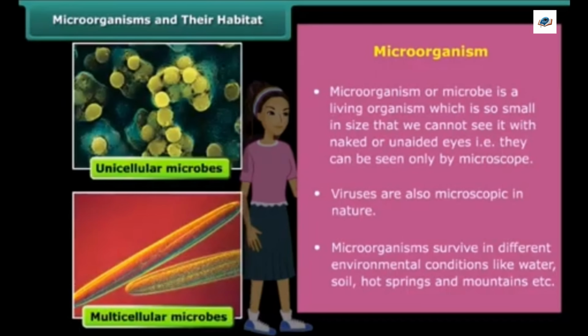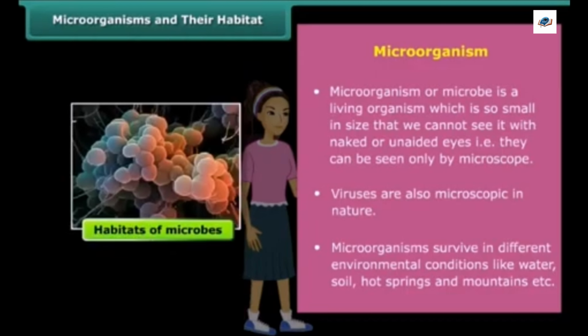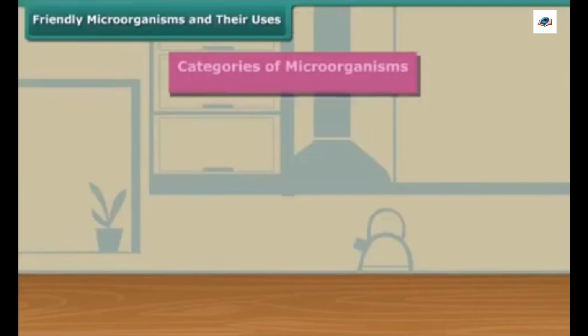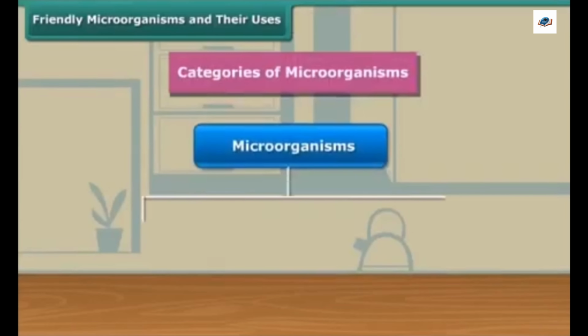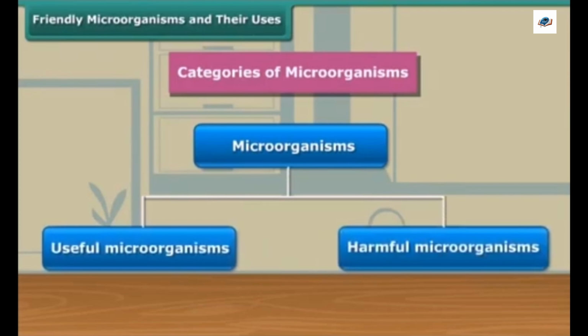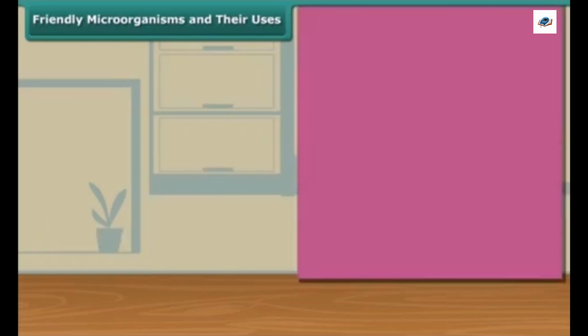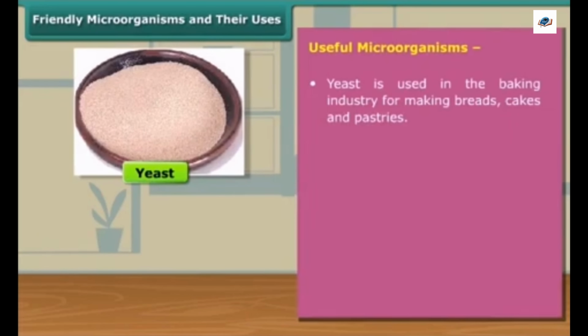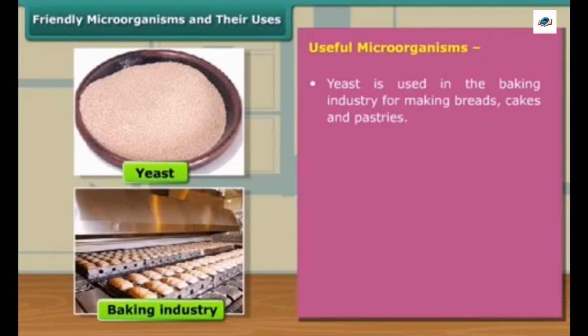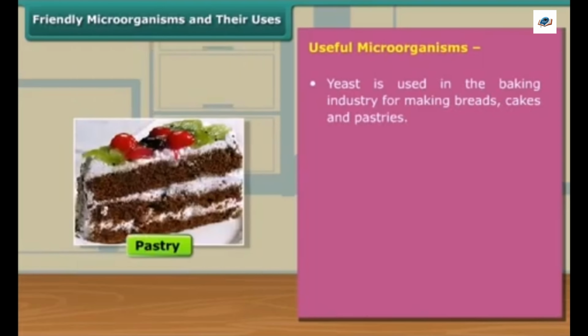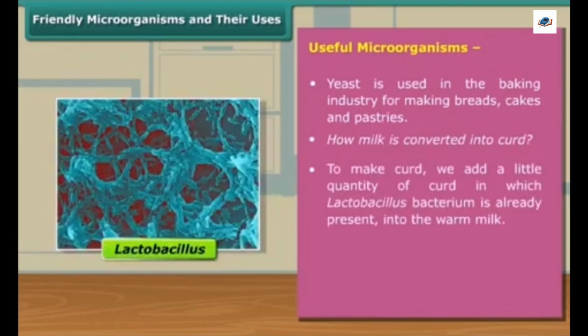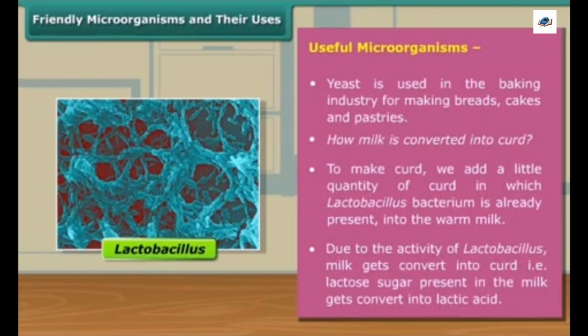Microorganisms can survive in different environmental conditions. Dear students, these microorganisms are broadly categorized into useful microorganisms and harmful microorganisms. Now we discuss the friendly activity of a microorganism in detail. One such friendly microorganism is yeast. Yeast is used in the baking industry and our homes for making breads, cakes, and pastries, etc. The bacterium Lactobacillus is useful to make curd from milk.